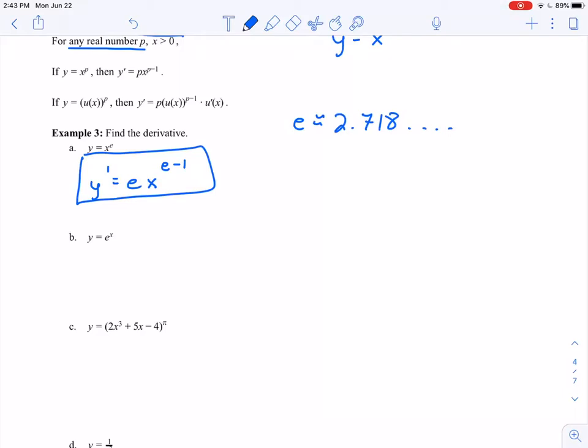And then I said, hey, please, please, please try not to mix up x to the e with e to the x, because that derivative is much, much different. Derivative of e to the x, we've seen that before, is simply just e to the x. So please keep an eye out on quizzes, on exams. This is a trick question that I like to throw in from time to time.